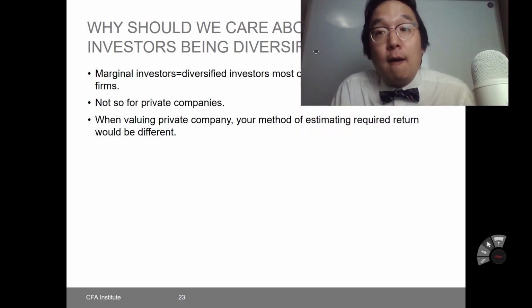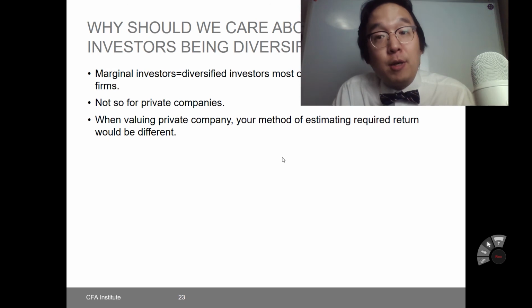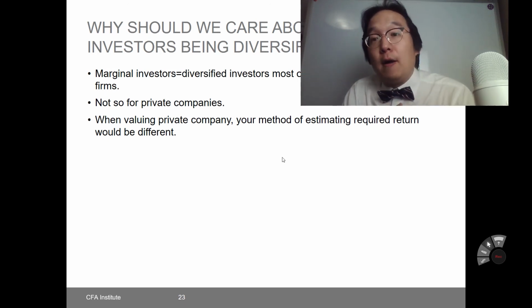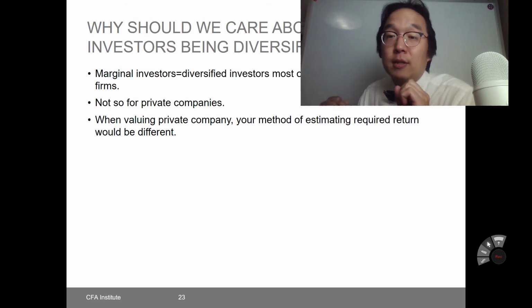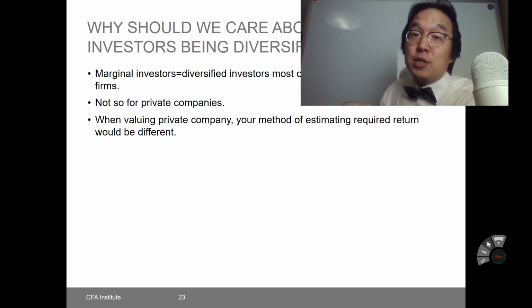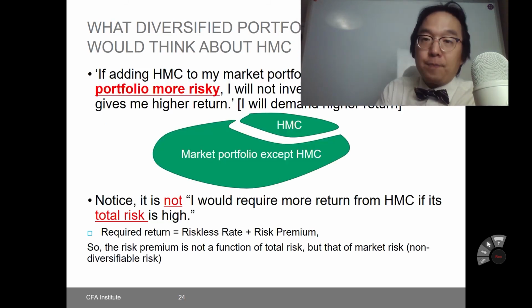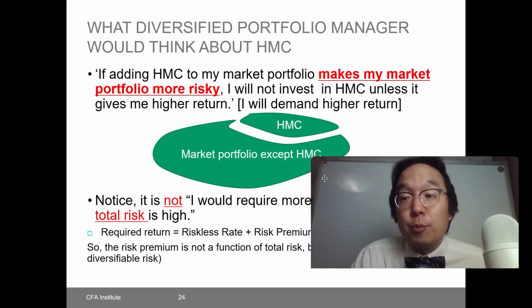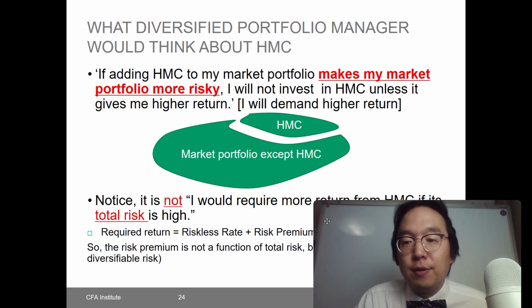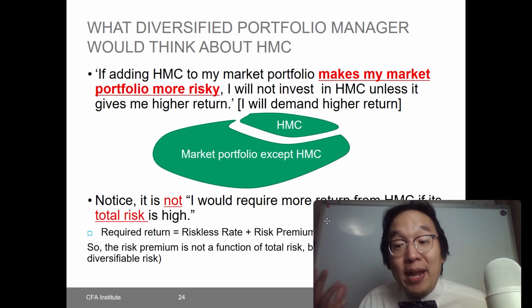So expect that difference in the future, but for the sake of simple class discussion, CAPM, with the marginal investor being a well-diversified portfolio manager, is good enough. Now, if time permits, we're going to go through private company valuation. So that kind of complication may happen in the future.